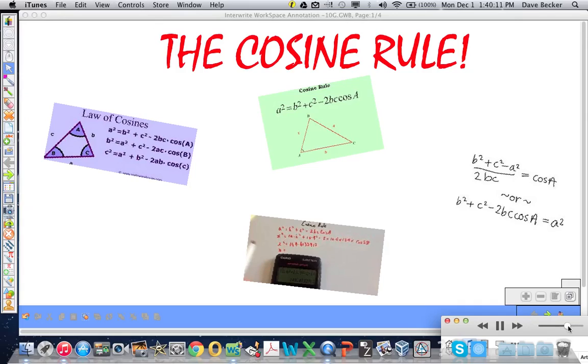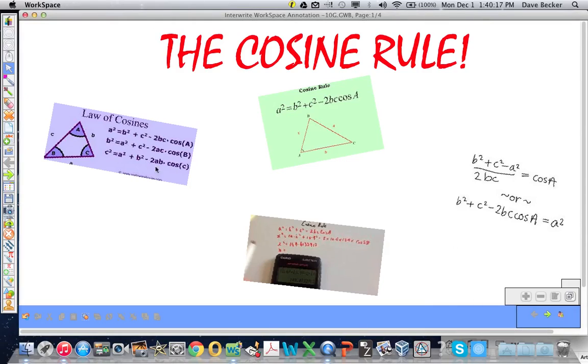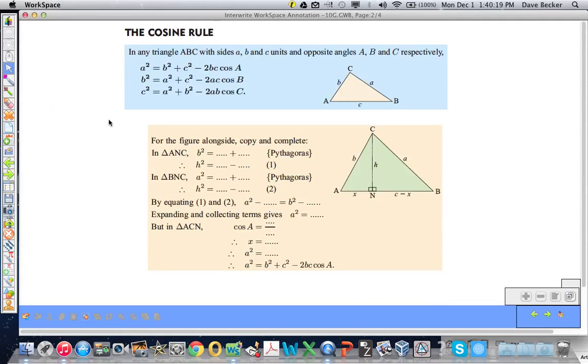And we are turning our attention to the cosine rule. So let's get to it, shall we? All right, so there's the cosine rule: a squared equals b squared plus c squared minus 2bc cosine A.